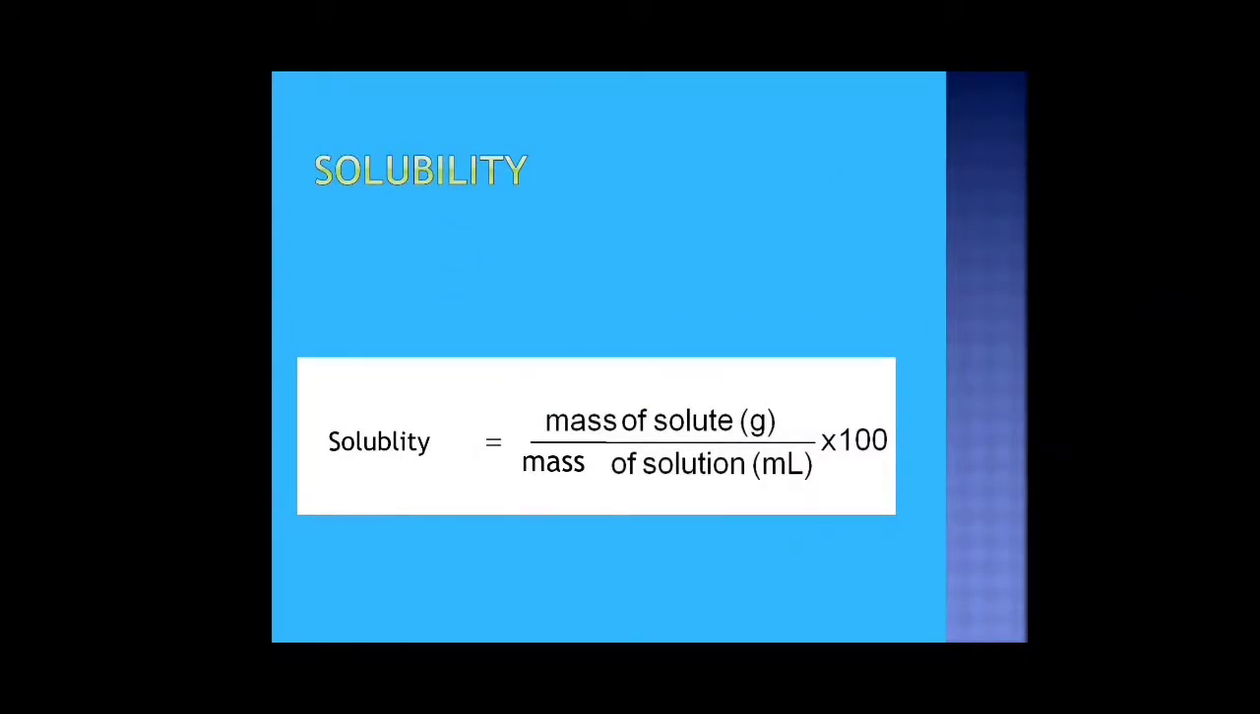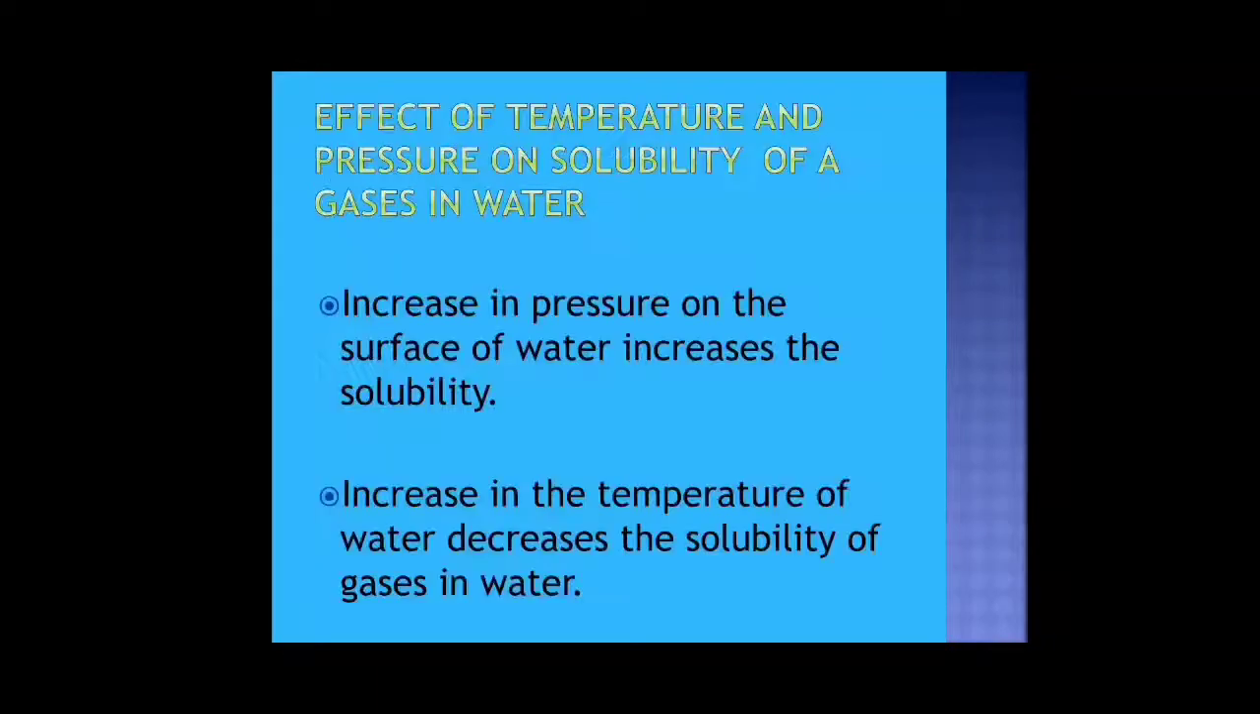We also have one formula here for solubility. It's just like the volume percentage and concentration percentage. So solubility can be expressed as mass of a solute in grams upon mass of solution in milliliters, multiplied by 100. So this will give the solubility of a particular salt or solute.